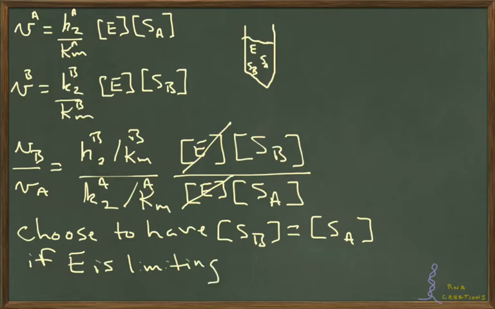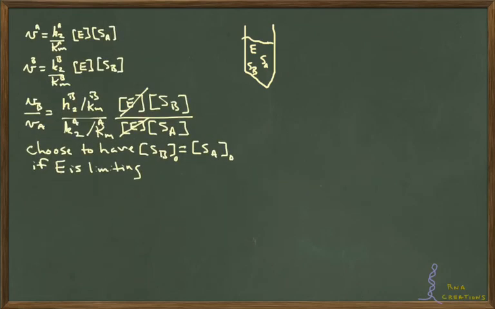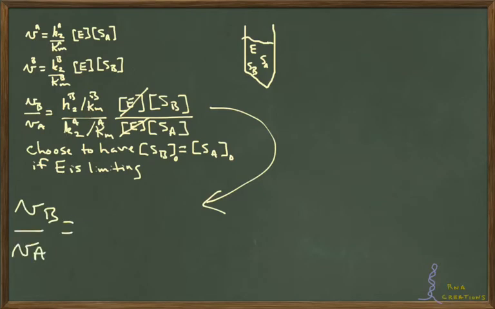In other words, if E is limiting, then we can do that because we're in control of the experiment. We can add equal amounts of the two substrates. So I'll put initial here and initial here. And if that's true, then this equation reduces even further. Because now they'll cancel.